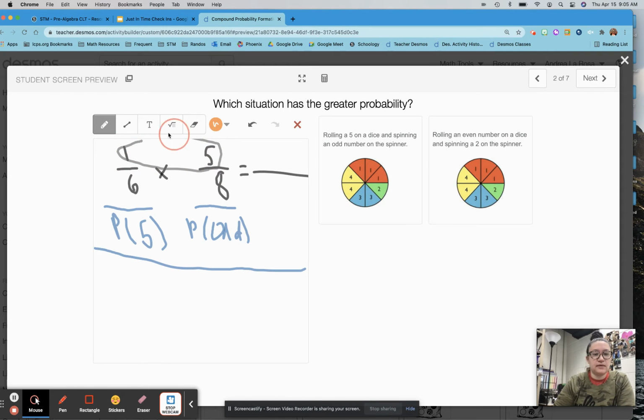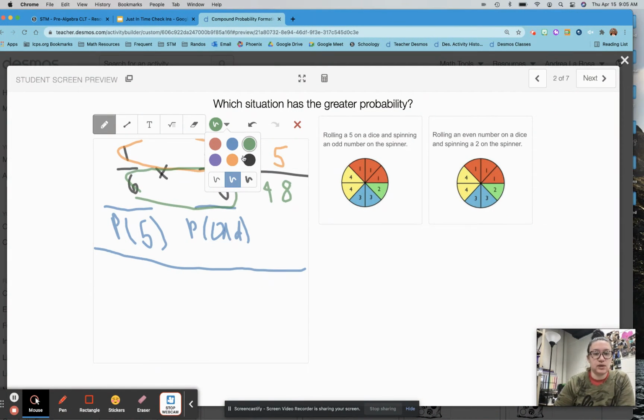1 times 5 gives me 5 over 6 times 8 gives me 48. So the probability for the first one is 5 over 48.